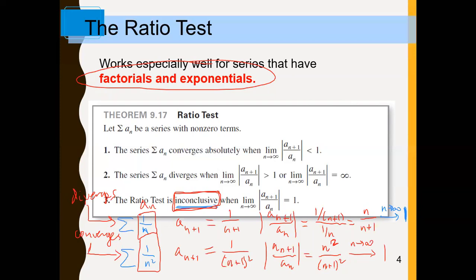And again, we see why the ratio test is necessarily inconclusive when the limit of the ratio of consecutive terms is exactly 1, because we have examples of convergence and divergence where that happens. Any questions before we start doing some examples? Yeah, Daniel.